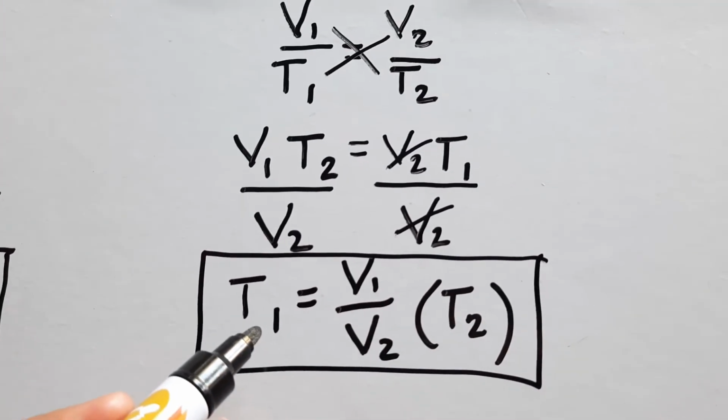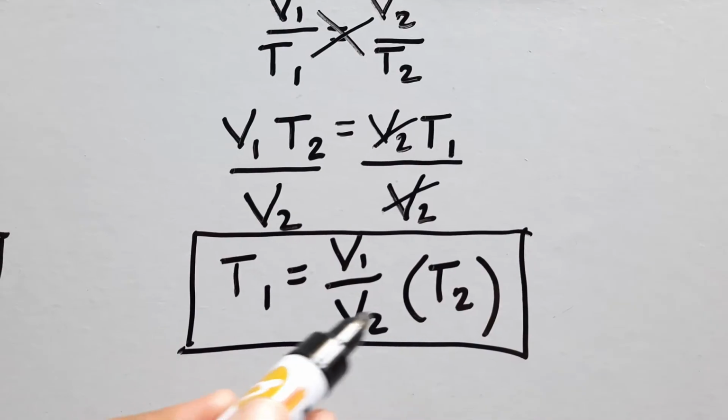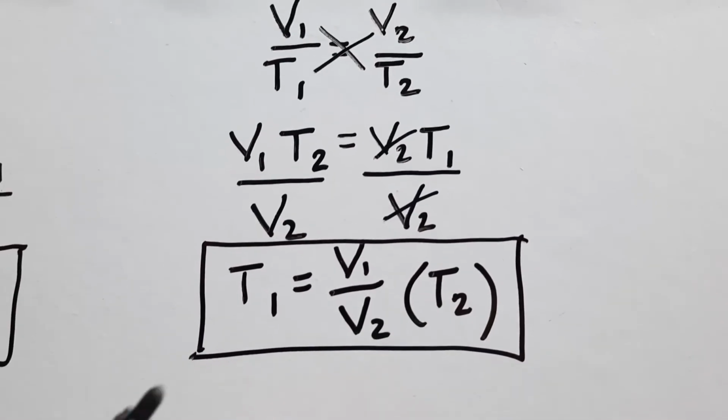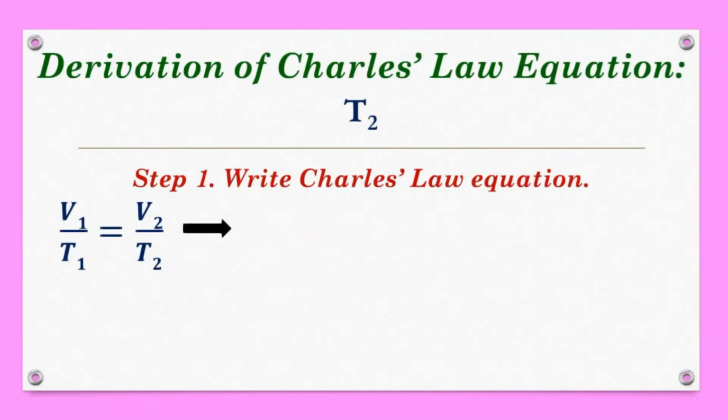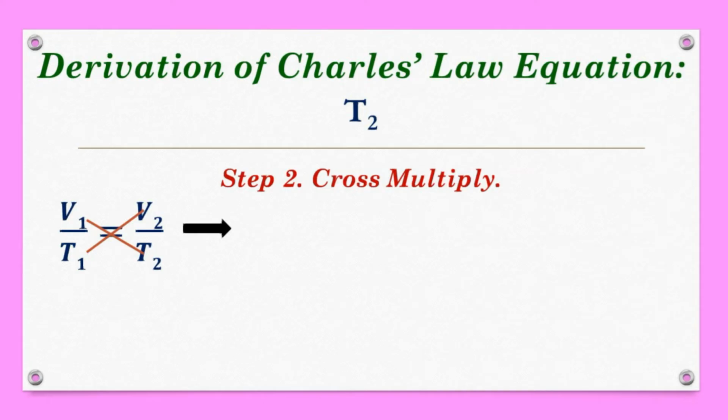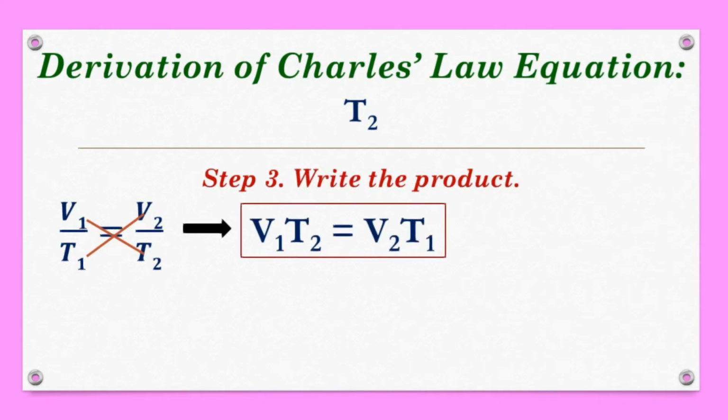T1 is equal to V1 over V2 times T2. Lastly, we will derive the equation for T2. Again, let us write Charles' law equation first. V1 over T1 is equal to V2 over T2. Then, we will cross multiply. So that the equation becomes V1 times T2 is equal to V2 times T1.